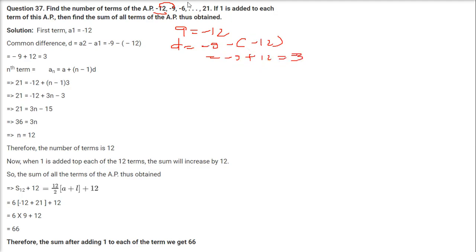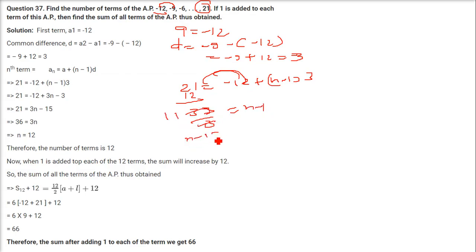So A and D are known, the nth term is also known. So 21 will be A plus (n minus 1) into D, that is minus 12 plus (n minus 1) into 3. So 21 plus 12 is what? It is 33. Now you divide by 3, so n minus 1 is 11. So n minus 1 equal to 11, n will be equal to 12.